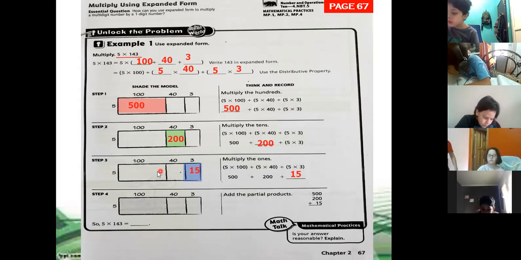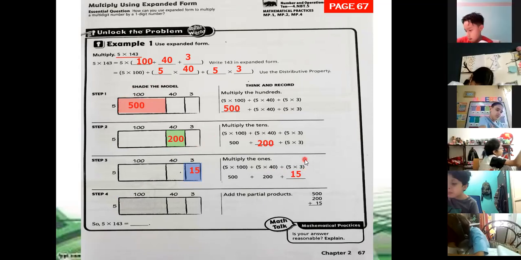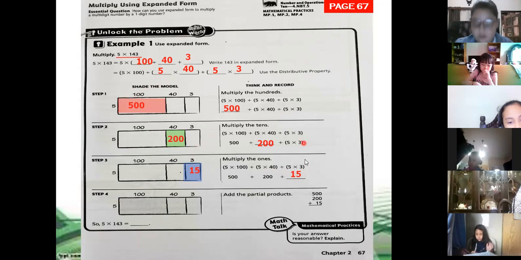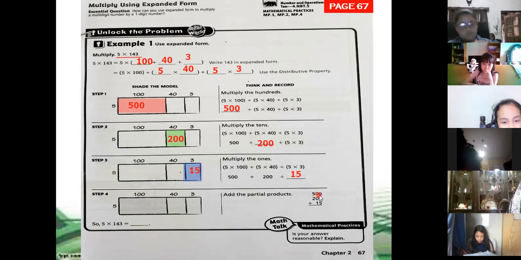Now we multiply by each of these numbers as the distributive property says, using the expanded form of the number. Step number 4, add the partial products. They are partial products because it's not a complete answer, it's just a partial. We add 500 plus 200 plus 15. What's the answer of this addition?